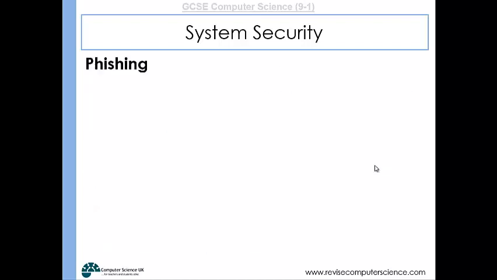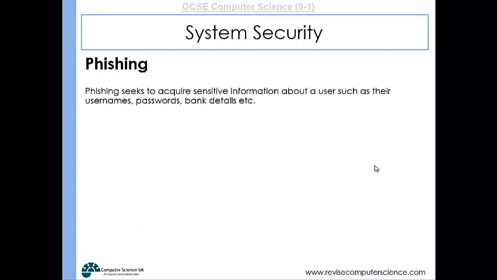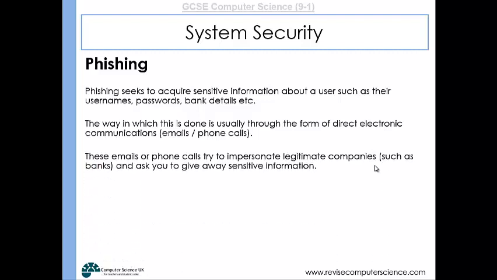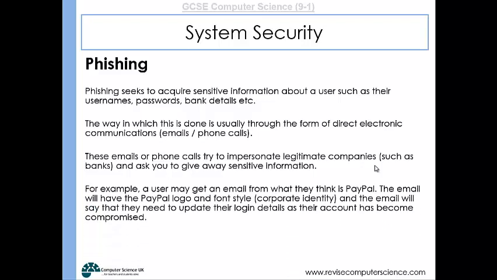Now phishing is a method that criminals use to try and acquire sensitive information about you. It will often come in the form of some direct electronic communication, perhaps an email, and the email will look legitimate, or perhaps a phone call, and they will try and impersonate legitimate companies and ask you to give away certain sensitive information. And again, the main reason will be as part of identity theft.